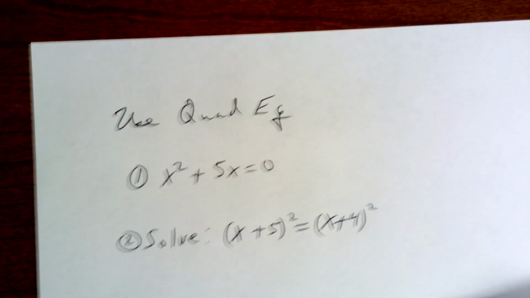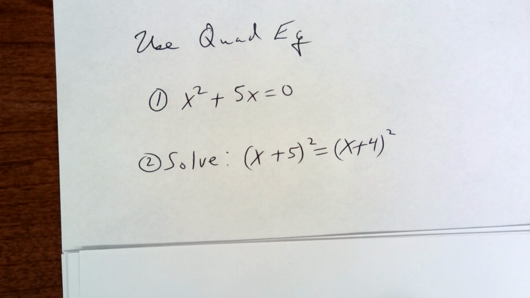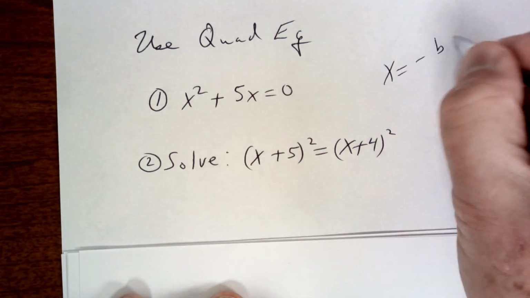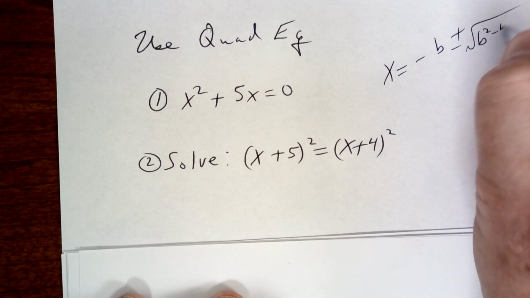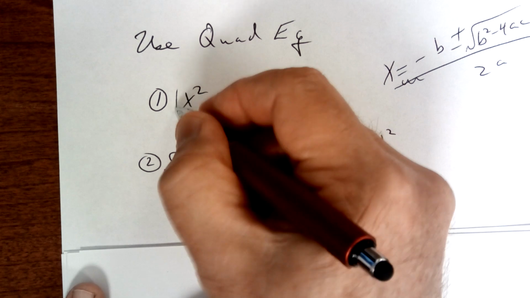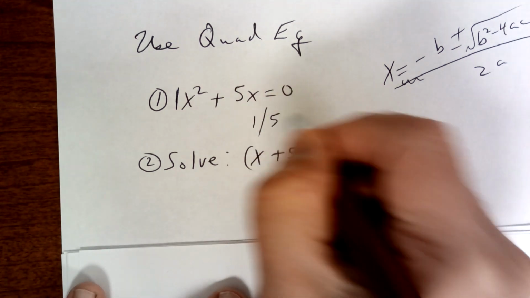Let's turn our attention now to college algebra. Okay, so on college algebra, we're doing the quadratic equation. Well, the quadratic equation is negative b plus or minus the square root of b squared minus 4ac all divided by 2a. And so a is 1, b is 5, and c is 0.